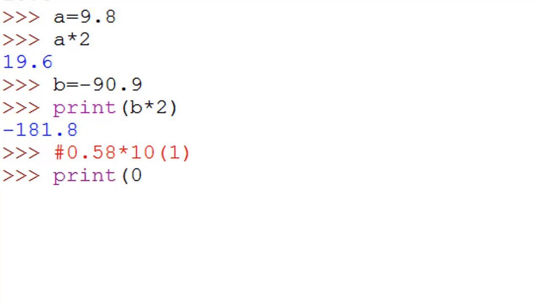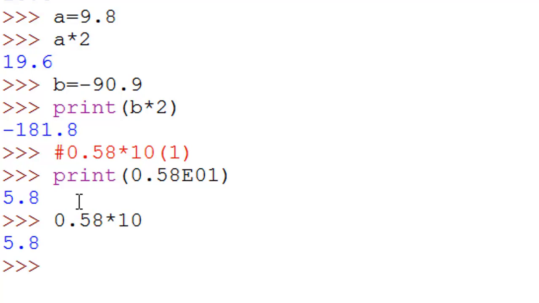print 0.58e01. Okay, so you can see my first place value is 0.58 here, and my power is here. Okay, so if you write like this, you can see I'm getting the correct value. Now if I try to write mathematically like this, I think this will be more clear to you, and see, the results are equal. So you can write exponential form as well as fractional form, right?